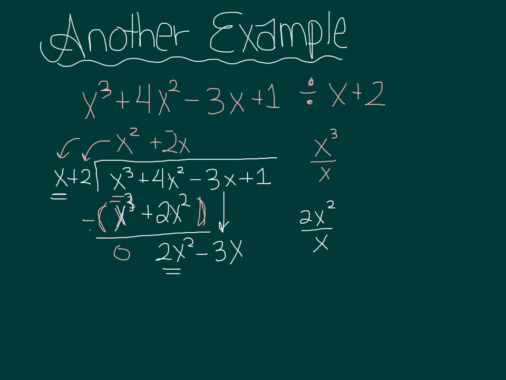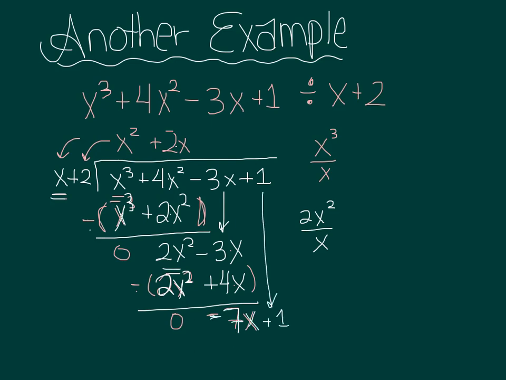Now I have to multiply 2x by both terms in my divisor. So 2x times x is 2x squared. Good, I'm in luck. It looks to be the same as what was above. 2x times 2 is plus 4x. And again, I'm subtracting. That's a 0. Negative 3x minus 4x is a negative 7x. And then I will bring down the plus 1.